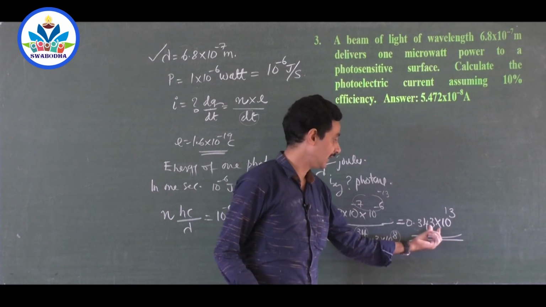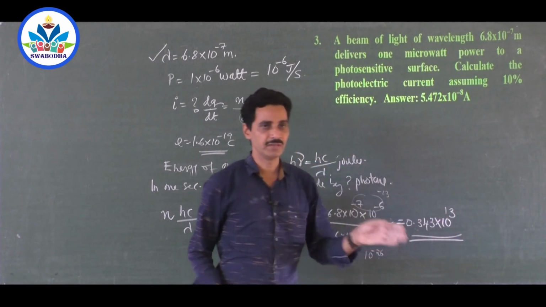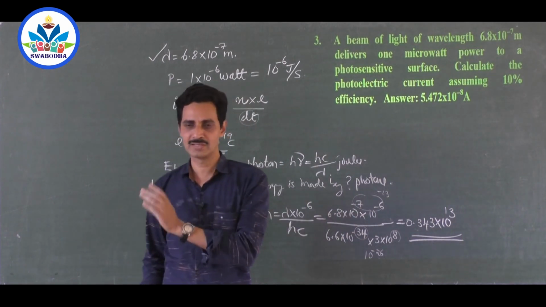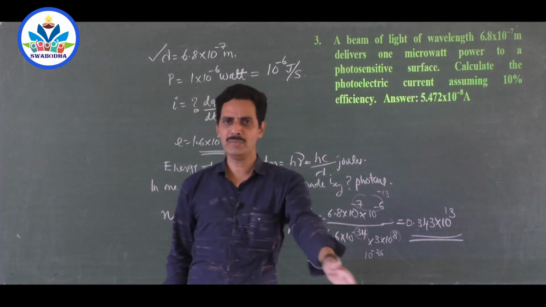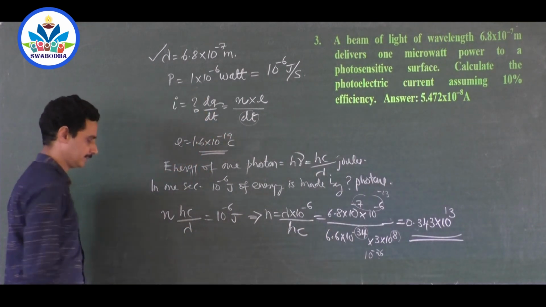3, 4, 3 and then 10 zeros. 3, 4, 3 and 10 zeros: 3, 4, 3, 0, 0, 0, 0, 0, 0, 0. So many photons will be falling on the surface. So how many electrons are liberated?